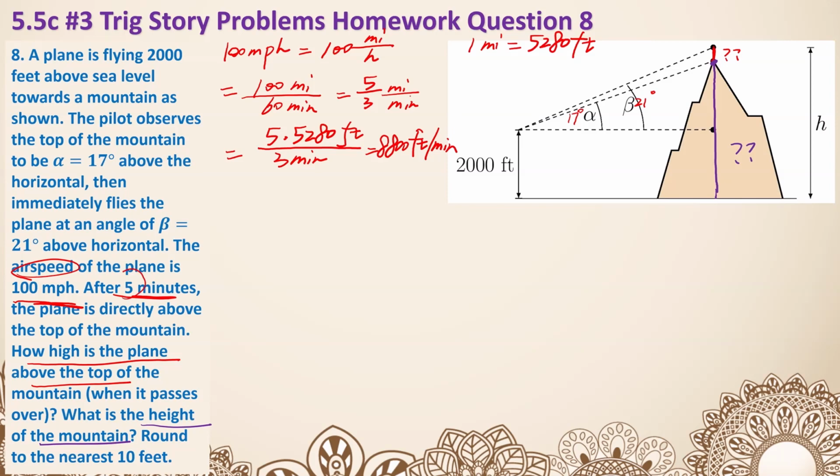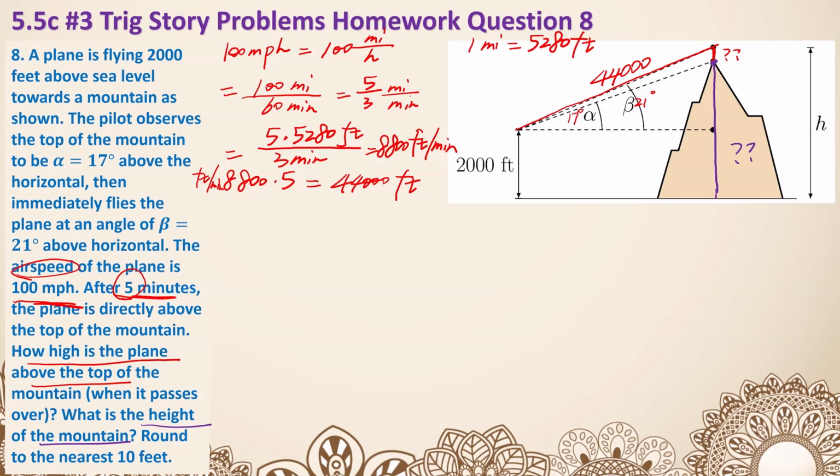And then the question said 5 minutes, so 8,800 times 5 minutes, that is going to be 44,000 feet. Since 8,800 is feet per minute, and the 5 is minutes, it's going to be just the feet. And that is the airspeed, so it's actually going to be the distance that the plane flies in 5 minutes, which is this portion right above. So this line right here is going to be 44,000.